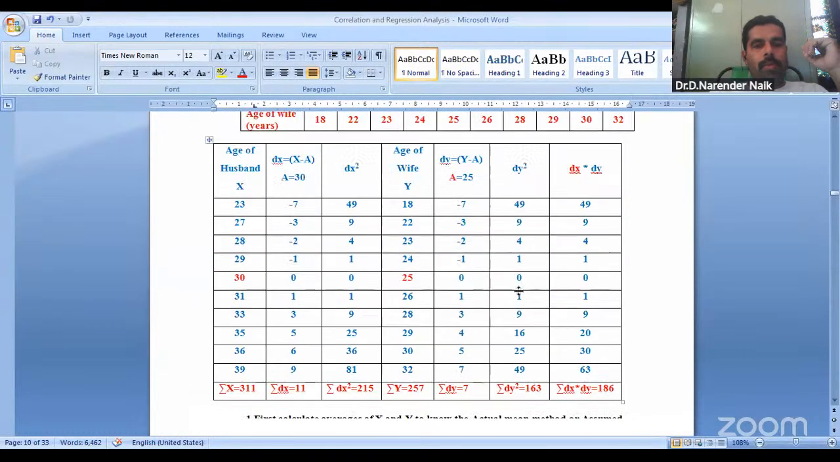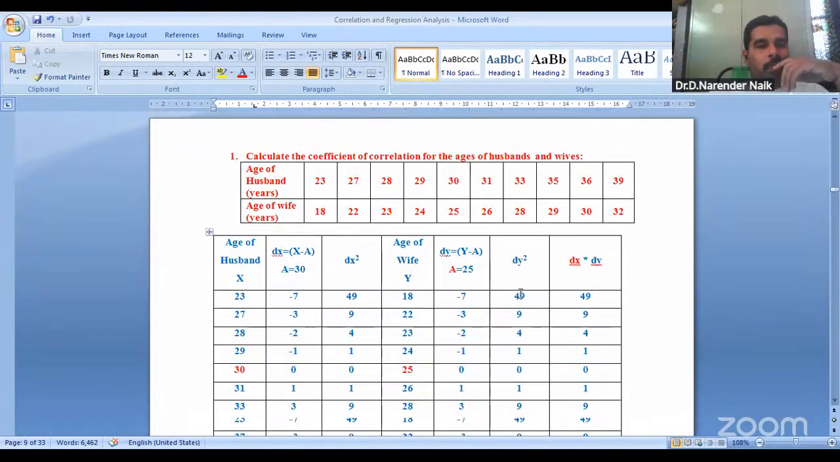So you see the problem. The problem is very much important. Calculate the coefficient of correlation for ages of husbands and wives. Age of husband in years: 23, 27, 28, 29, 30, 31, 33, 35, 36, 39. Age of wife in years: 18, 22, 23, 24, 25, 26, 28, 29, 30, 32. So this is the given question. It looks very common.